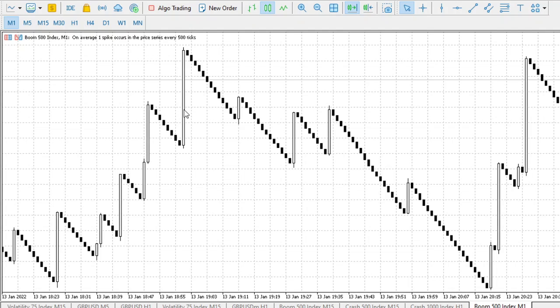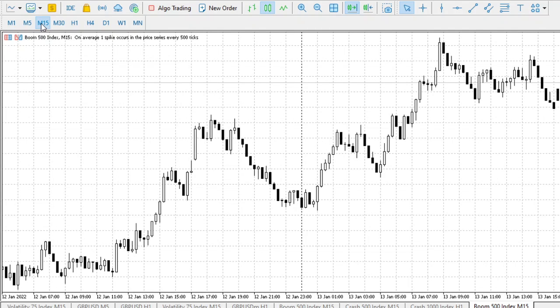When trading boom and crash with this strategy that I'm going to show you, we prefer to use the 15-minute time frame. So let's go on to the 15-minute time frame. As I told you, we will be buying boom, so we will only be pressing buy trades.